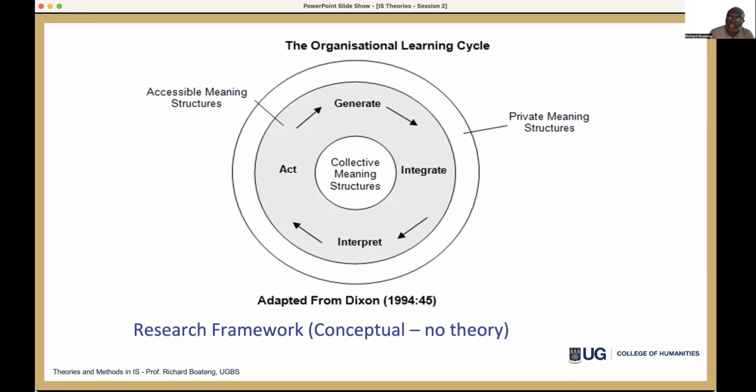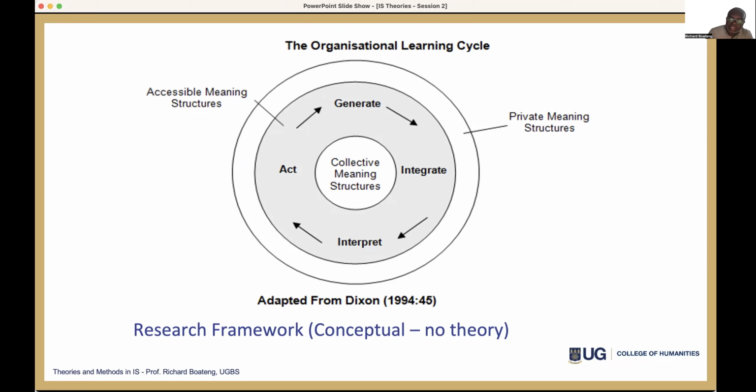According to Dixon, organizations learn through the accessible meaning structure, or accessible knowledge. That means organizations put in structures to enable employees to share what they have privately, and give them the confidence and the ability to challenge collective knowledge without any type of prejudice or reprimand. Then we are coming to a state in which there's going to be a higher accessible meaning.